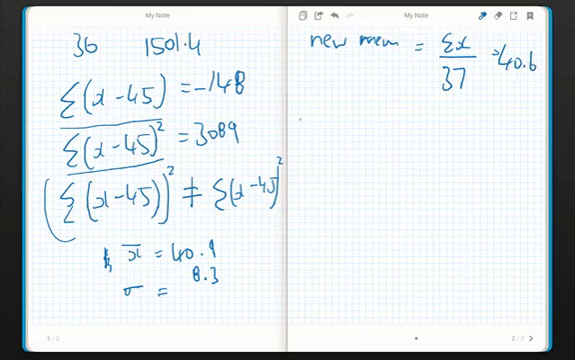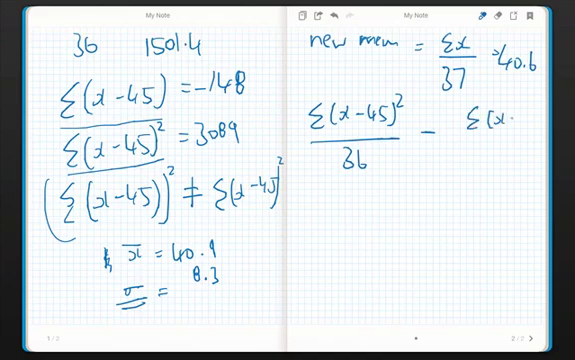Now we can keep this on the side. It's very important to note that originally, when we found the old sigma, we used the formula: the root of sigma of (x minus 45) squared, only this squared, divided by 36, minus sigma of (x minus 45) divided by 36, the whole squared. We found the sigma, the root of this.